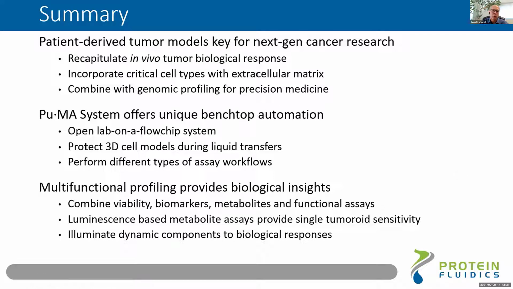From our system, I think where we really offer advantages is as an open system, allowing you to do these fluid transfers and supernatant sampling in situ, doing automated and time course sampling, and really performing different types of assay workflows. I showed a little bit of immunofluorescence staining, but it's another area that we find a lot of use for our system. And finally, just doing this multifunctional profiling, so being able to look at different aspects of viability, metabolites, functional assays. I think the luminescence-based assays that Yolanta was talking about and that we've been using from Promega are really nice, elegant solutions and provide that single tumoroid sensitivity and allow you to do that in a dynamic process.